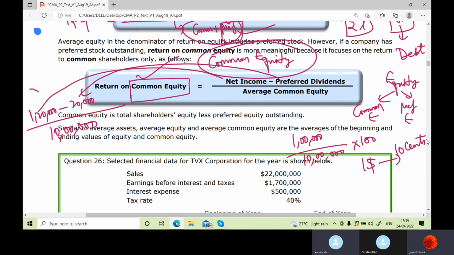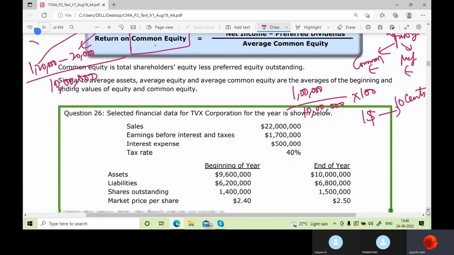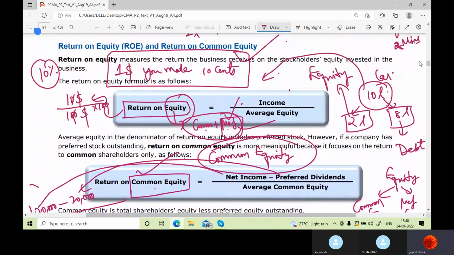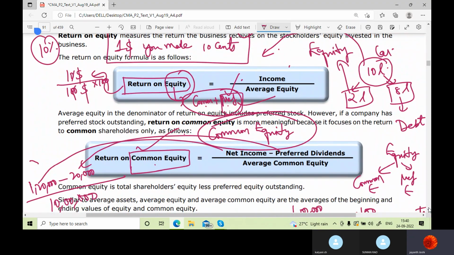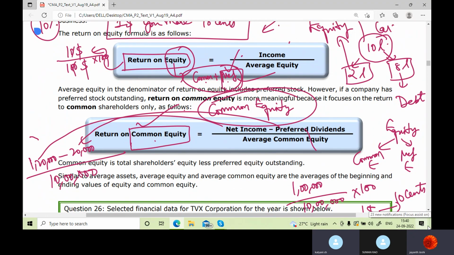10 cents, correct? So the only difference between normal equity and common equity is that normal equity is a combination of 2 types of capital, equity share capital and preference share capital, while this is only equity share capital. Now please make a note of this and then work out this question. I'll give you 2 minutes. Sir, in the examination, they will give the data, right? Yeah, they'll give the data.